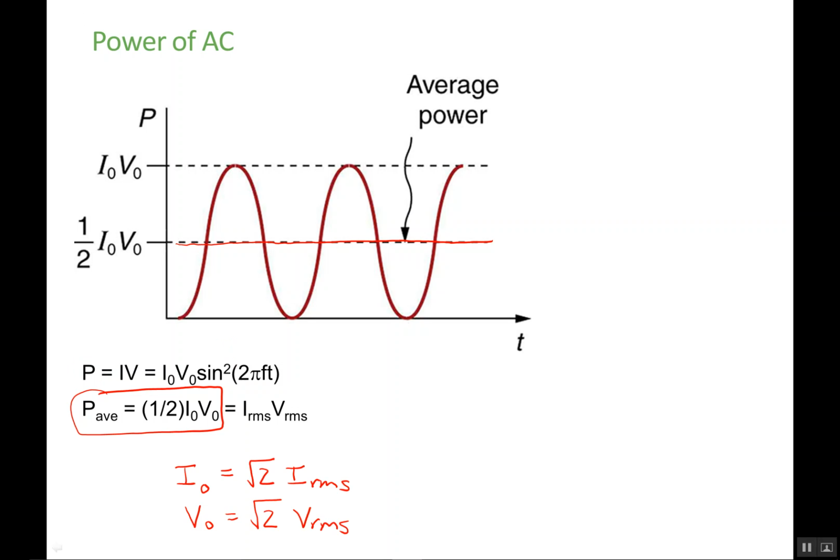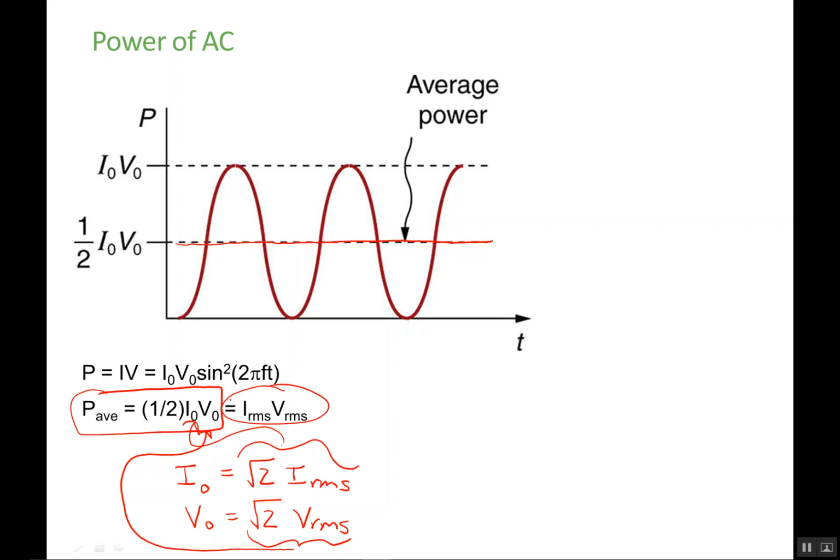Now on the previous slide, we saw that there's a connection between I naught, the maximum current, V naught, the maximum voltage, and the corresponding RMS values, I RMS and V RMS. Or more specifically, I naught, the peak current, is equal to the square root of 2 times the root mean squared current, I RMS, and V naught is equal to root 2 V RMS. So we can plug root 2 I RMS in for I naught, and root 2 V RMS in for V naught, and when we simplify, we get 1/2 times root 2 times root 2. That all cancels and gives you 1, and you're left with the product of the RMS values.